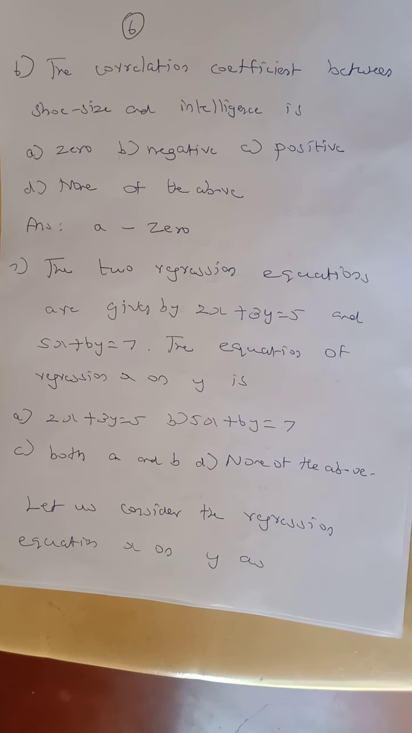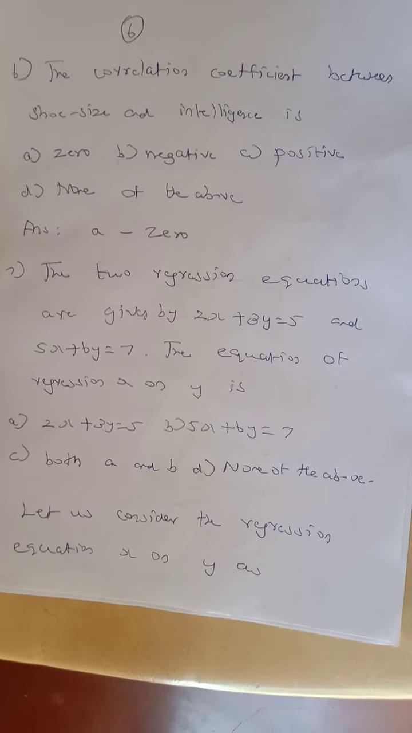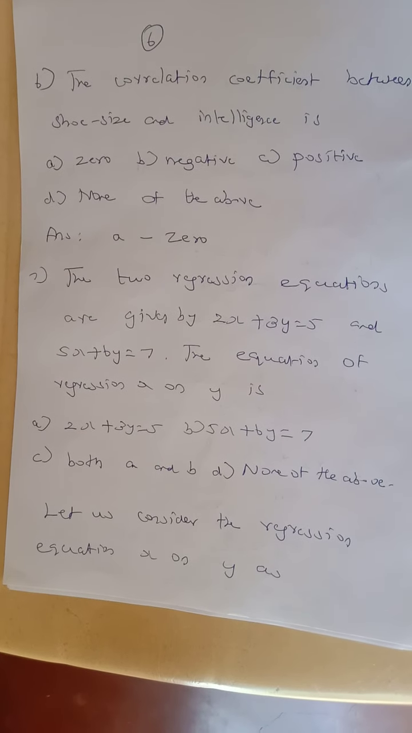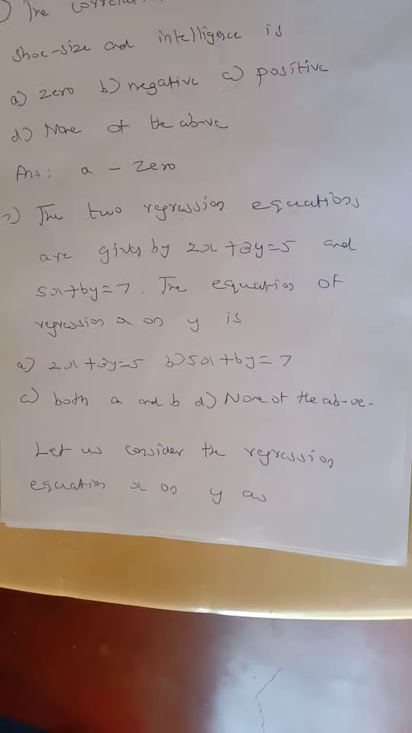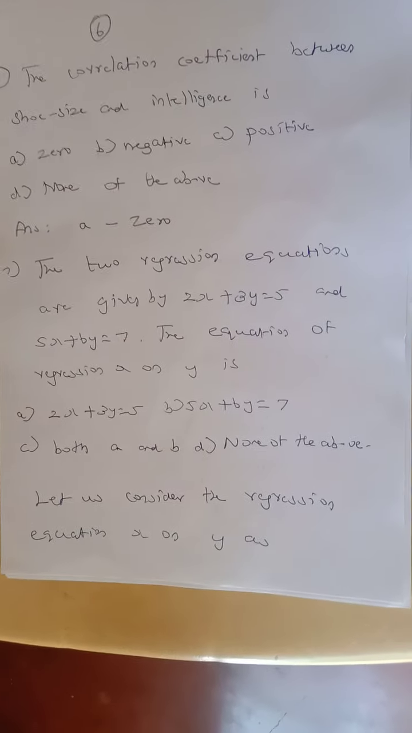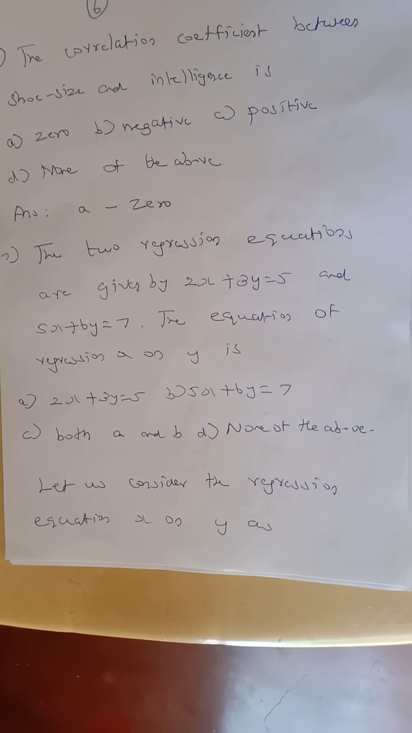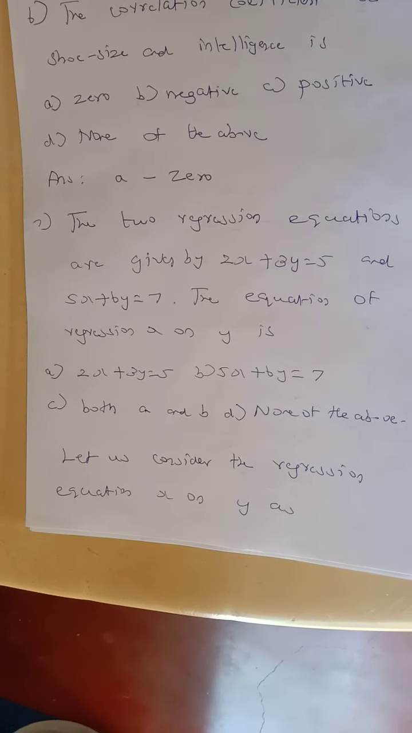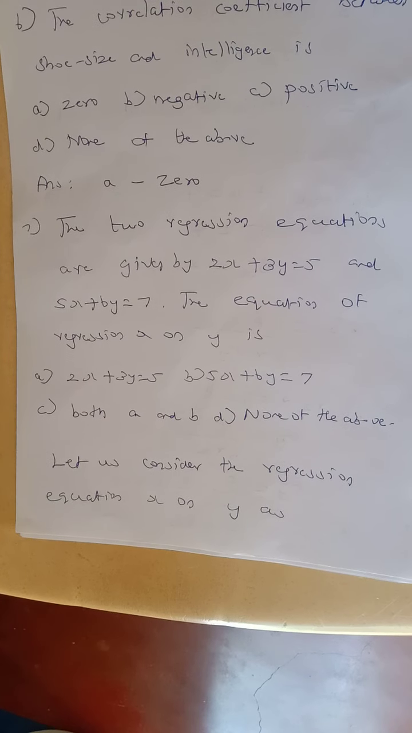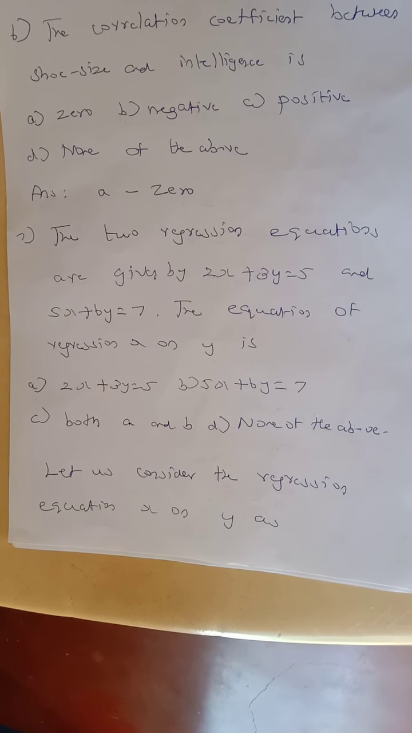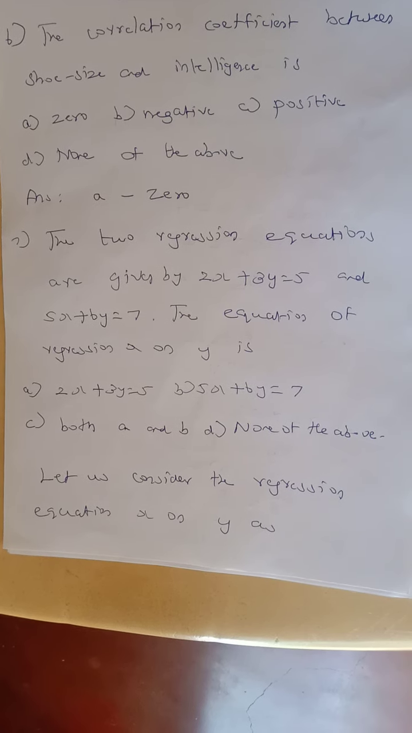Question number 7. The two regression equations are given by 2x plus 3y equal to 5 and 5x plus 6y equal to 7. The equation of regression x on y is: option A, 2x plus 3y is equal to 5; option B, 5x plus 6y equal to 7; option C, both A and B; option D, none of the above. So two equations are given. We need to find which is the regression equation x on y.